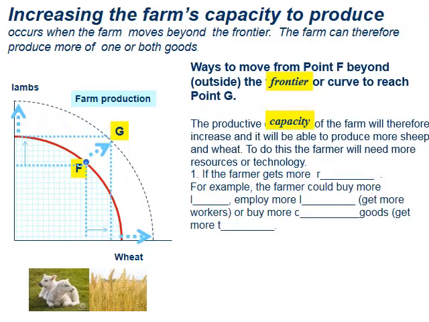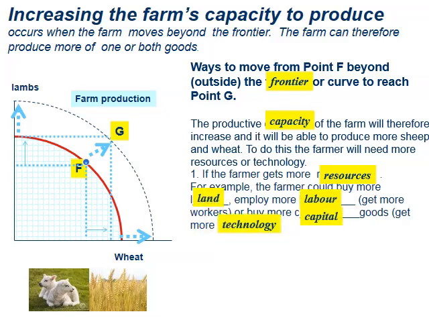So how do we move from F, which is our limit, our productive limit? We can't produce any more than F unless we get more resources or more technology. So very simply, if the farmer gets more resources, like more land, labour, capital, technology, the capacity to produce will increase, and so the frontier, the curve, will move out. So the simple answer is get more resources, get more technology.